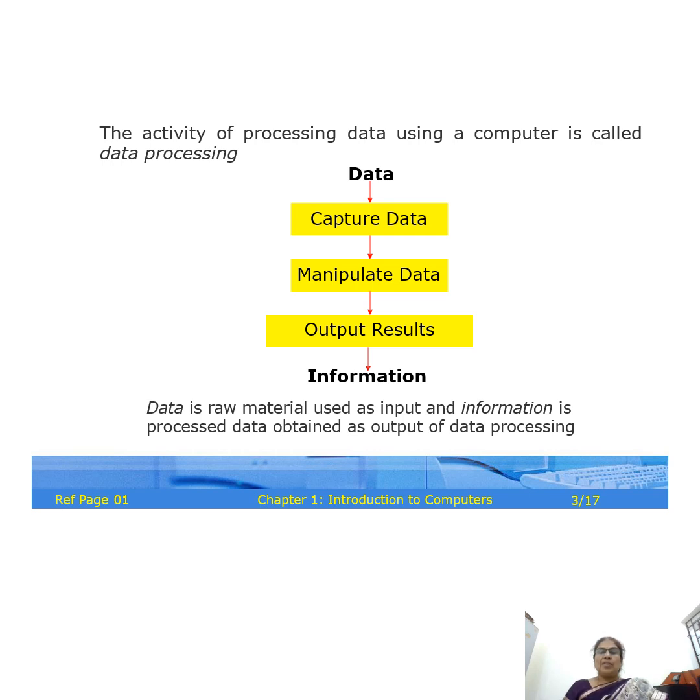So data processing combines the following steps. First data is captured, then it is manipulated in the CPU, then the output comes, which we can see in our monitors, that is the output device. The processed data is called information. Data is a raw material used as input, and information is the processed data obtained as output of data processing.